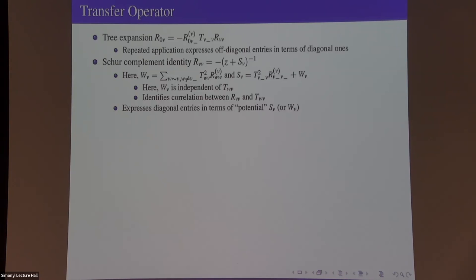There are two kinds of ingredients that are used in these explicit calculations. And actually these two ingredients are also used in the proof of the previous proposition. So the first is a tree expansion, which tells me how to write an off-diagonal entry in terms of diagonal resolvent entries. So I imagine that I have this tree, which is shown over here. Okay, so I have a tree.